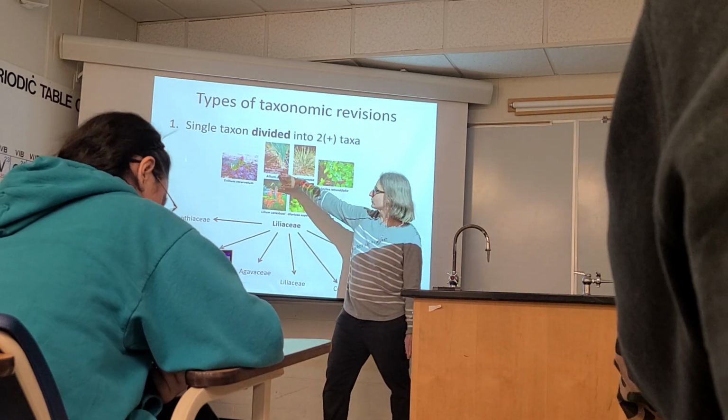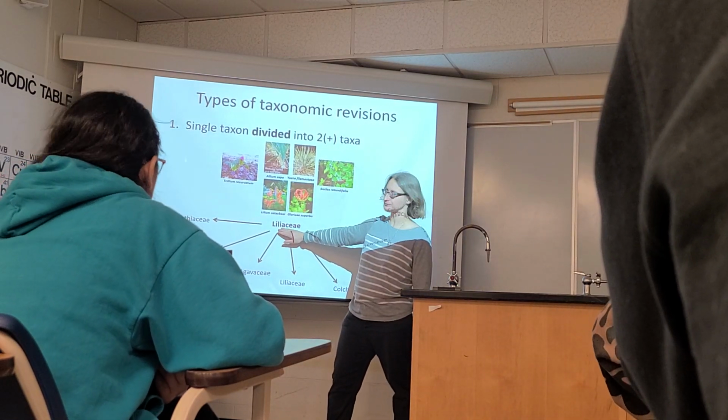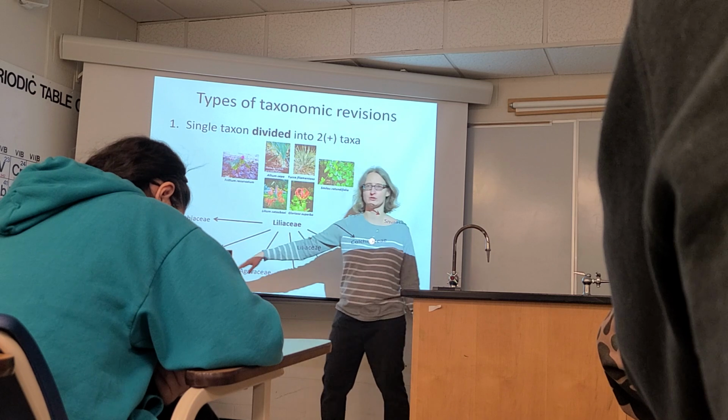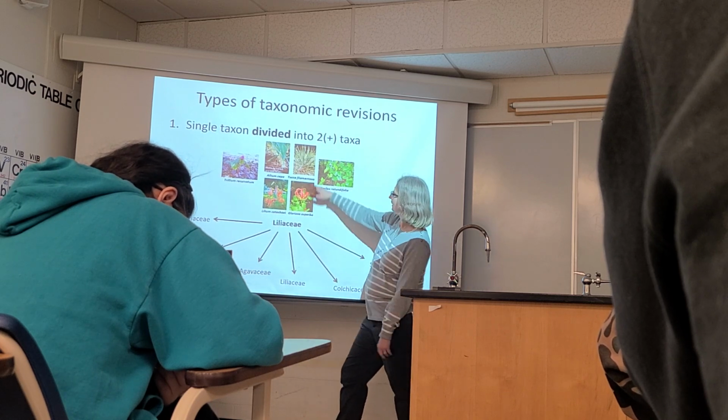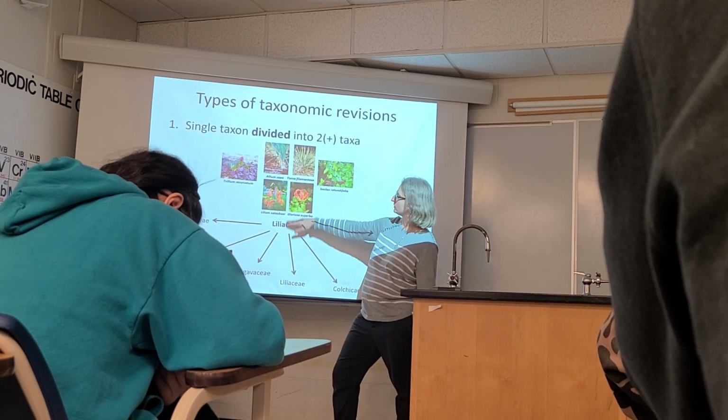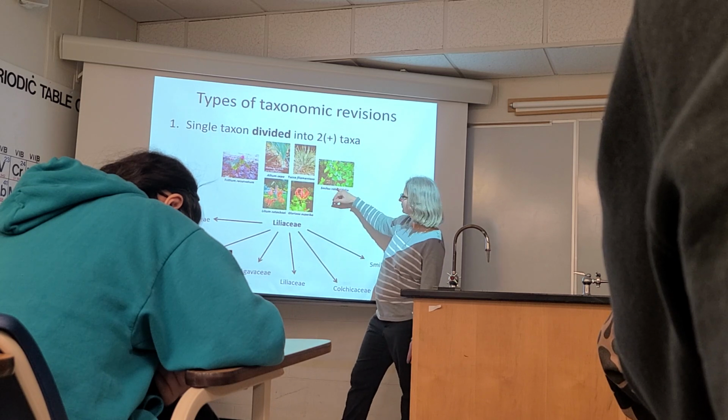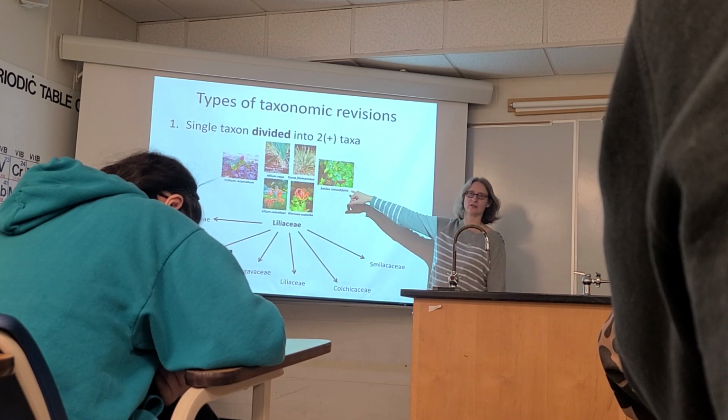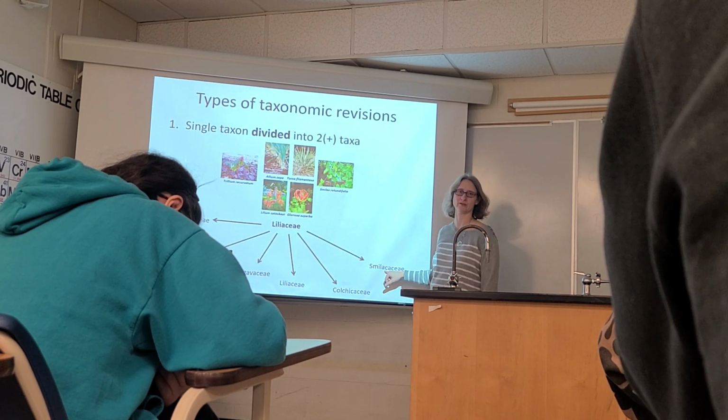We have the alliums, which are the onions. They used to be lilies. Now they're considered Alliaceae, which is the garlic and onion family. Agavaceae is now the family for yucca. It used to be Liliaceae. And smilax, all of our green briars, they used to be Liliaceae. Now they're in their own family, Smilacaceae.